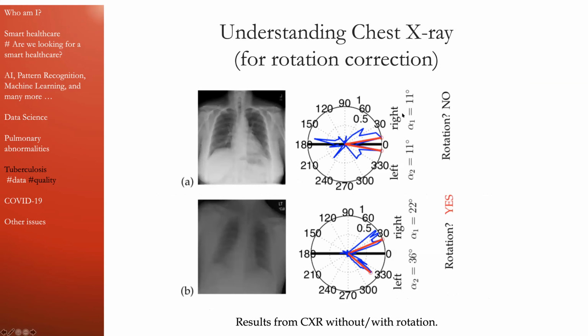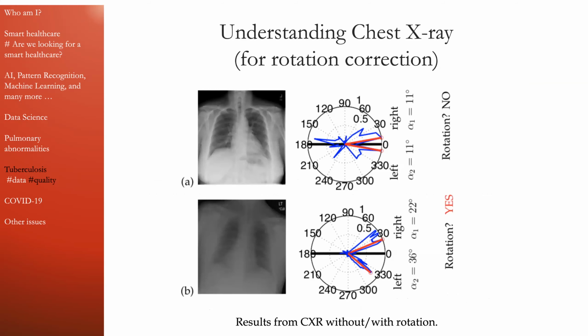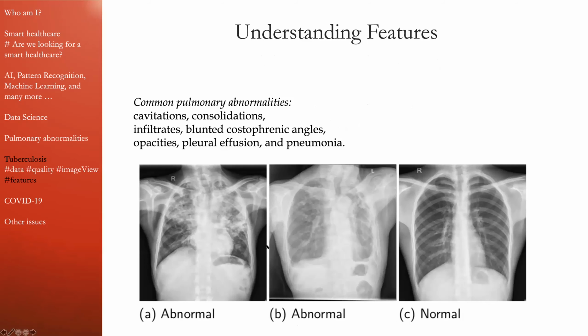While doing so, we do it for all possible angles from 0 to 180, basically 0 and 180 are the same, so 0 to 179. And we get a histogram for both sides, the left and right lung sections, for the ribs. We see that this one is not rotated because the angles are equal, but this one has a difference, which is 36 minus 22. That means the difference is here, so we can make it upright. It's an easy correction. Once you correct that, it is possible to have all these things back to normal, meaning we do quality control up to now.